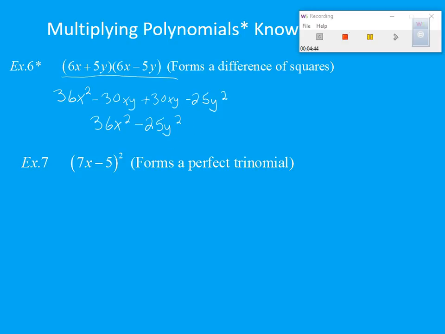The reason I reviewed that with you, here in a little bit we're going to go backwards. So if you recognize it as a difference of squares, we're just right here with a plus and a minus, and then you take the square roots.